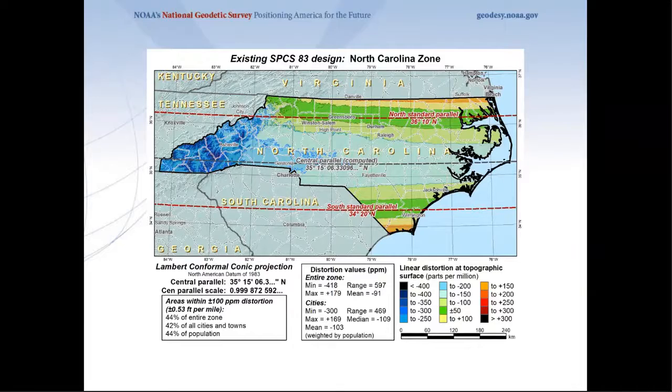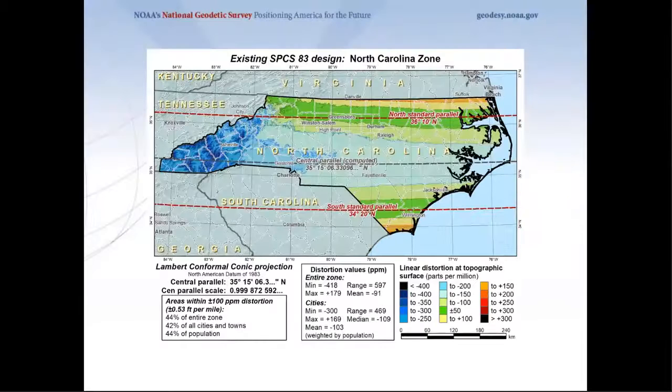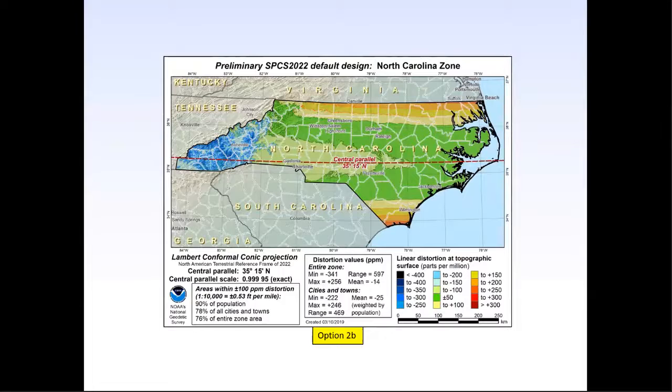So this is our current state plane coordinate system. You can see it's a two parallel system. And so the area in green is the area where you have the least distortion from grid to ground. And you can see where the standard parallels are, that's where you have the most. But a large portion of the state has larger distortion grid to ground. So this is our new state plane coordinate system. It's a one parallel system. You can see the central parallel is 35 degrees 15 minutes, whereas the old parallel was 35:15 and then 6 seconds. So we'll have that to the nearest minute. And you notice much more green area, which minimizes distortion in the state.